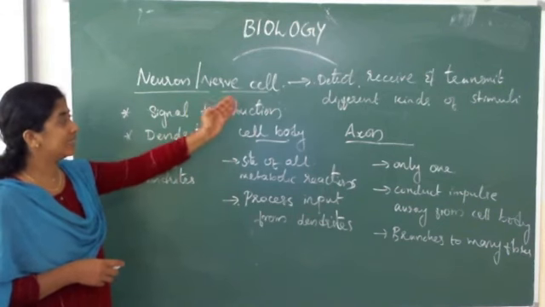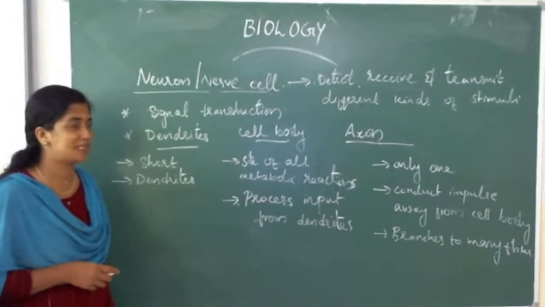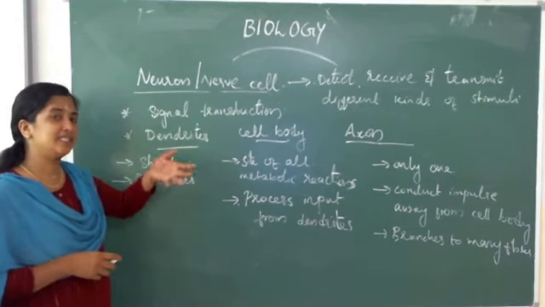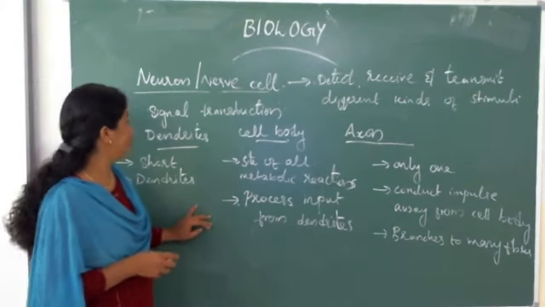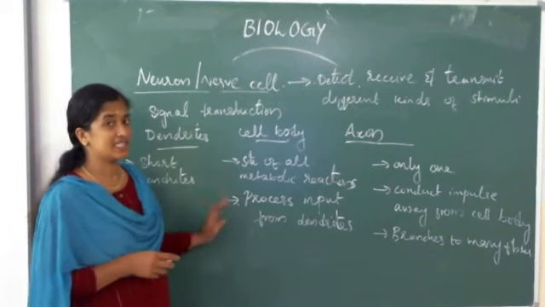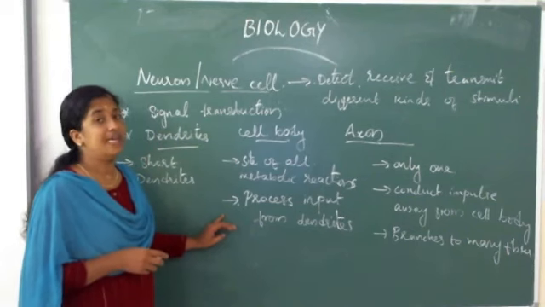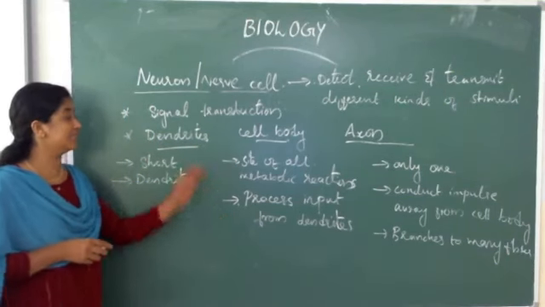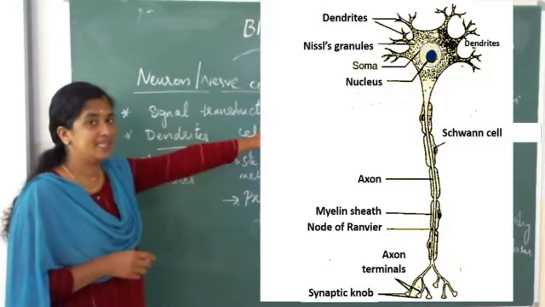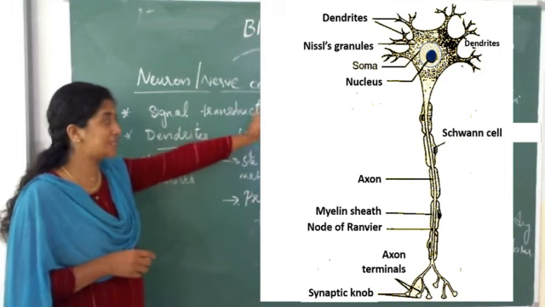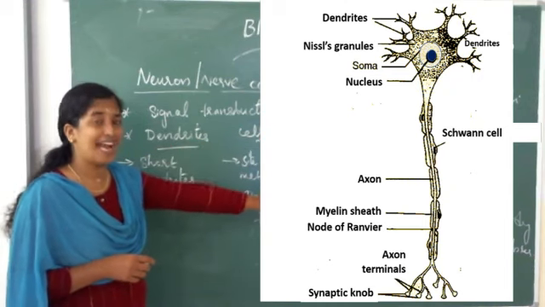The structural and functional unit of nervous system, that is neuron or nerve cell, mainly detects, receives and transmits different kinds of stimuli. It plays an important role in signal transduction. For this function, it has a specialized structure. It mainly consists of three parts: dendrites, cell body, then axon. Here you can see the structure consists of cell body, otherwise called cyton, then dendrons, then axon.